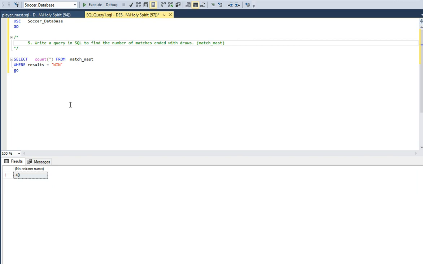And the next question is write a query in SQL to find the number of matches ended with draws. Here we put draw, draw, execute. 11. And the next question is write a query in SQL to find the date when did Football Euro Cup 2016 begin.